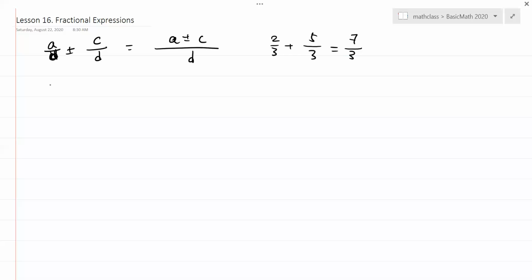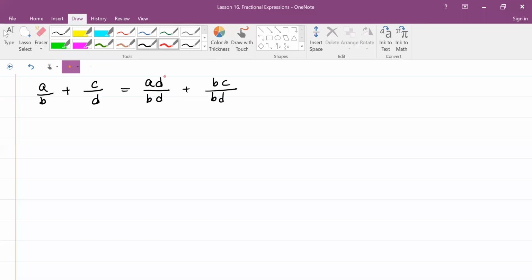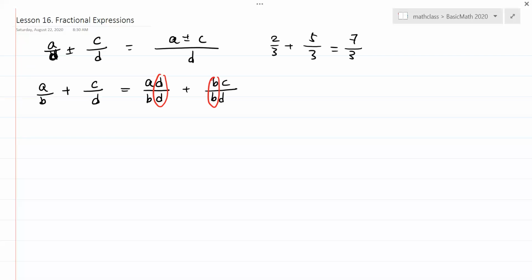But without a common denominator, a over b plus c over d, where b and d are different, right? I can give you the formula, but let's figure out how we get this formula. You make them have a common denominator, so a times d, b times d, plus b times c over b times d. You see this common factor can be cancelled out. Then go back to the original expression.